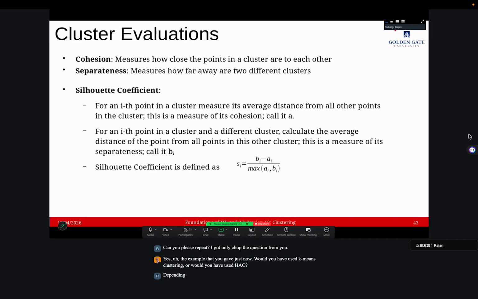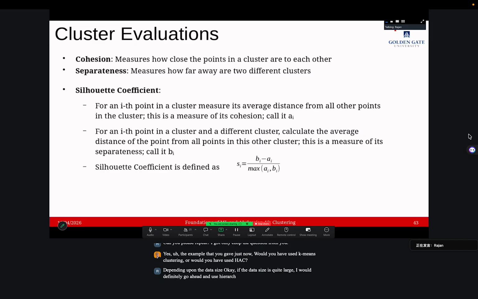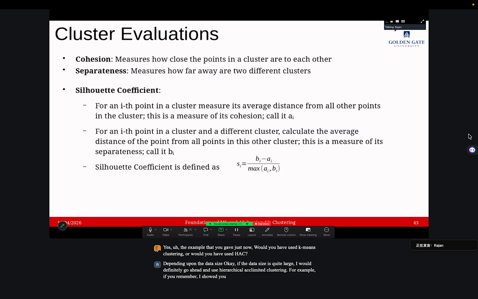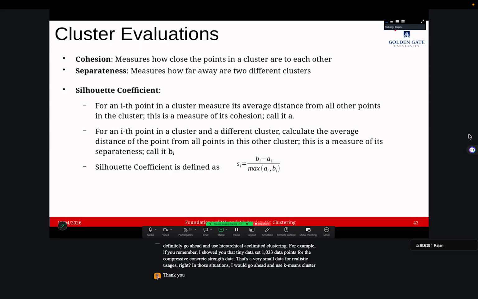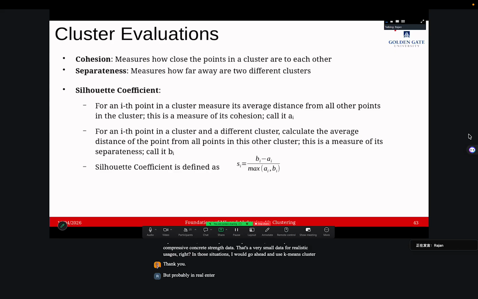Depending upon the data size. If the data size is quite large, I would definitely go ahead and use hierarchical agglomerated clustering. For example, if you remember, I showed you the tiny data set, 1033 data points for the compressive concrete strength data. That's a very small data for realistic usages, right? In those situations, I would go ahead and use k-means clustering. But probably in real enterprise situations, we'll start with hierarchical agglomerated clustering directly.